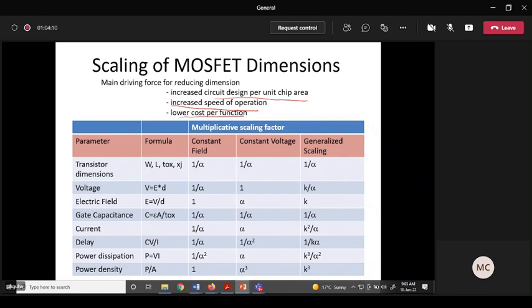Now here I have tabulated some of the things. If I just go through, one is transistor dimension, as I mentioned: W, L, TOX, XJ, all these dimensions need to be reduced if we want to reduce the size of the FET. Definitely W and L need to be reduced. TOX and XJ also need to be reduced.